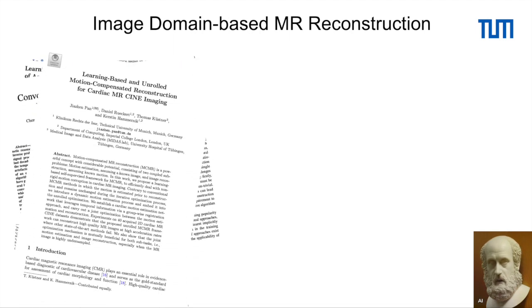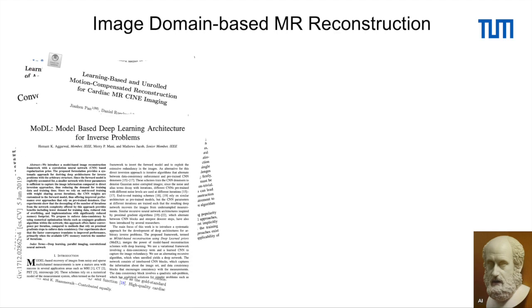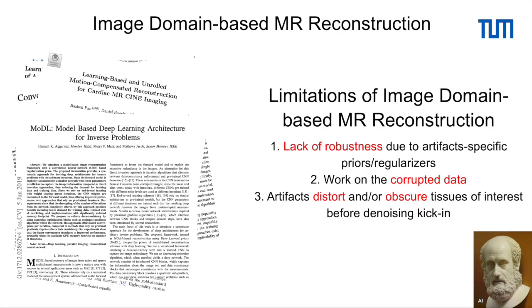First, the denoising prior is usually specific to a certain noise level of an undersampling rate. It lacks generalizability to other noise types at other undersampling rates. Further, it works on corrupted data in the image domain after the Fourier transform. The tissues of interest in the image domain can already be distorted before the denoising kicks in, making the restoration task more difficult.